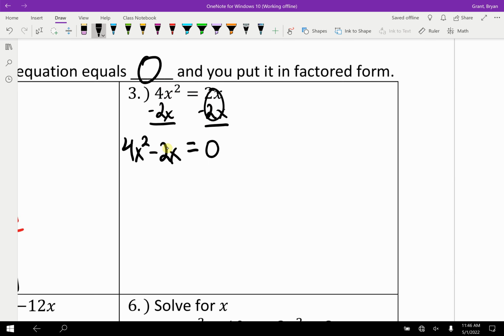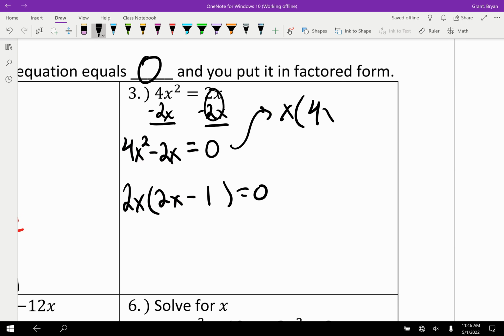And then from here, you could take 2x out of each. You could just take an x. I'll do the greatest common factor, though. This time, I'll take a 2x out of each of those terms. 2 times 2 gets you 4. X times x gets you x squared, minus 2x times what gets you 2x? Well, that's got to be a 1. Again, if that's a little bit too much, just take the x. If you just take the x, it would be x times 4x minus 2. And you're still going to get the same answer.